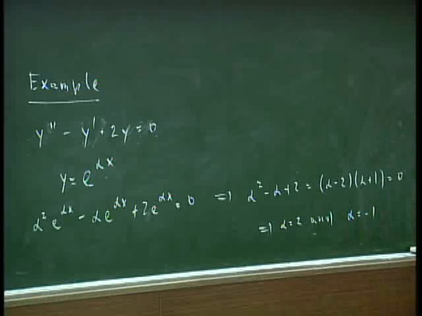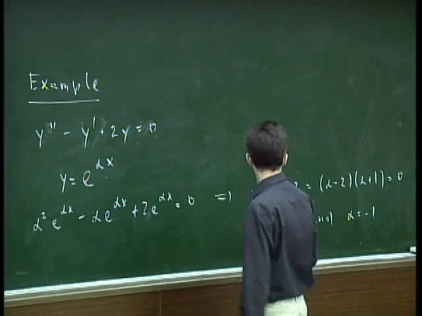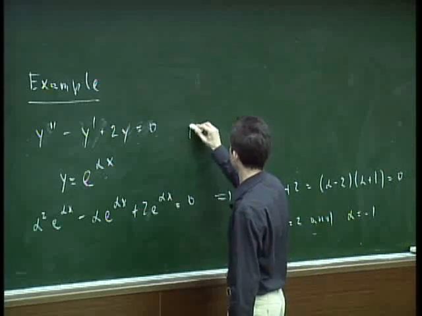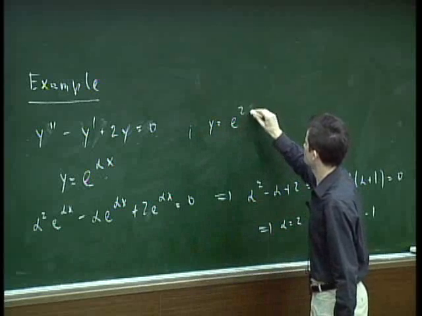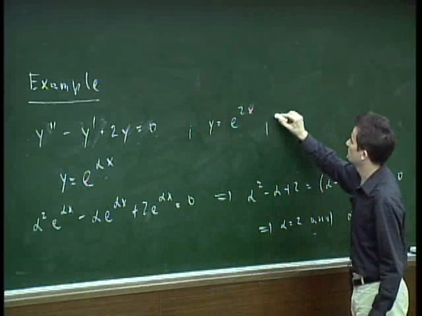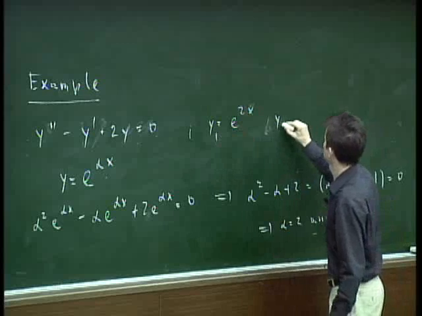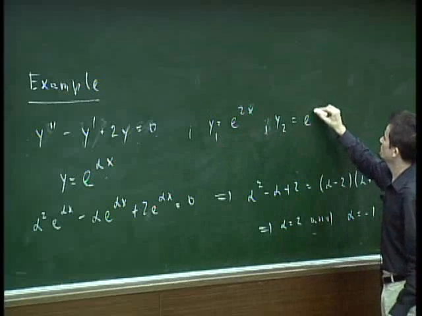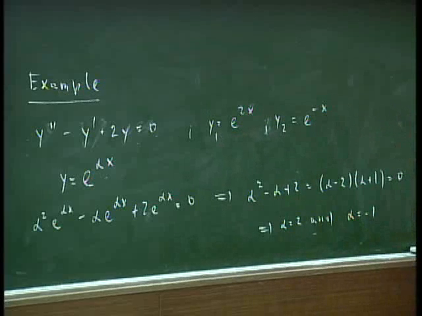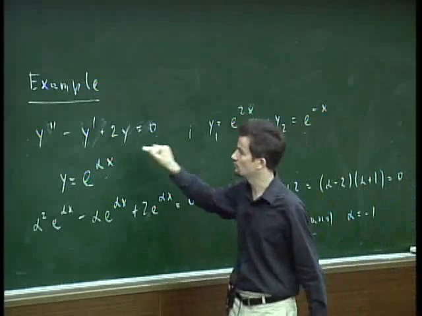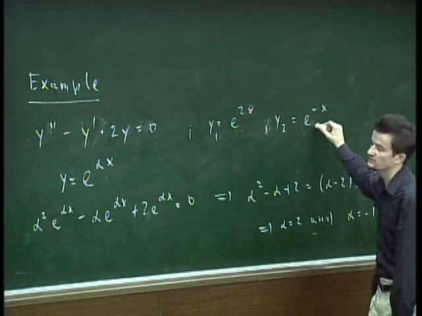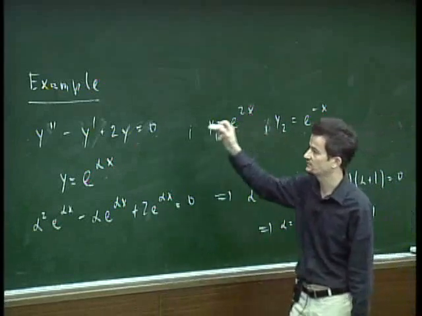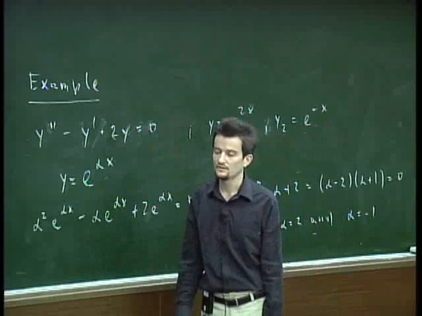So we have found two solutions, namely e to the 2x and e to the minus x, which both solve this differential equation. Of course, also the sum of those two will solve the differential equation. Actually, if you multiply this with a constant and this with a constant and sum them, you will also get a solution of this differential equation.